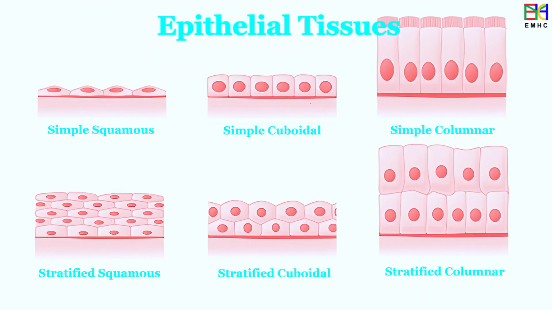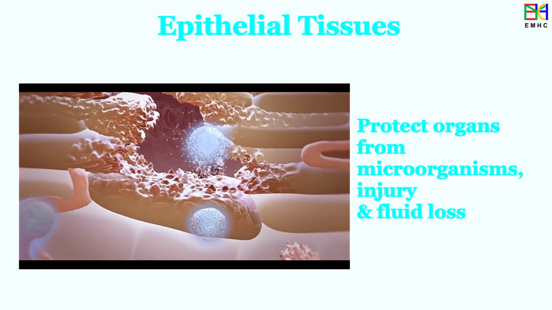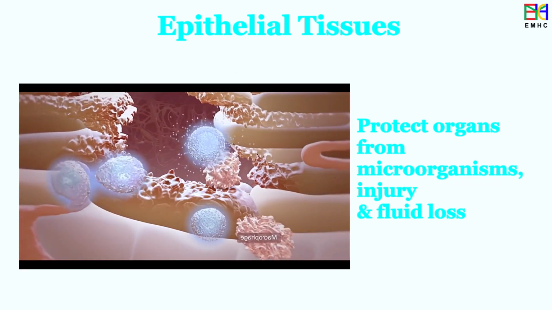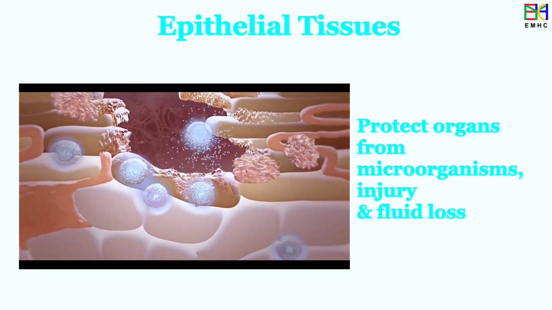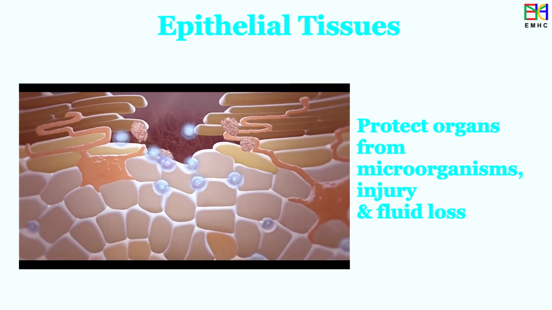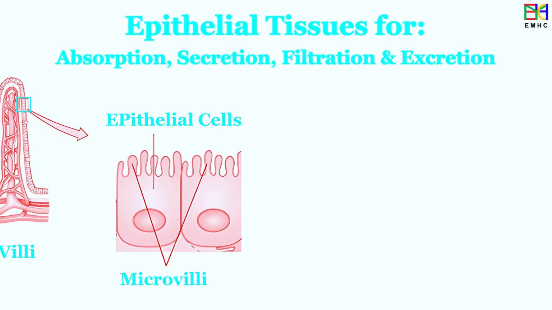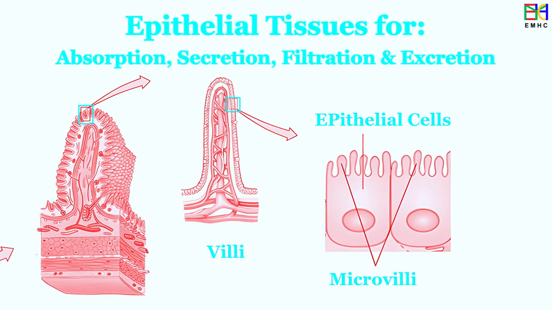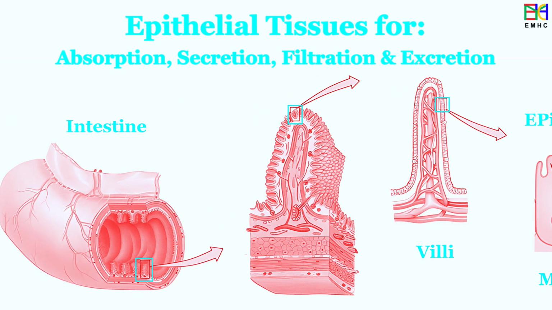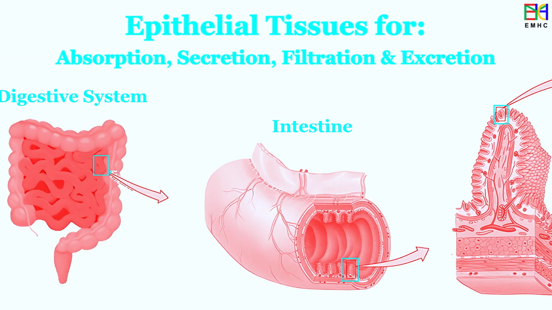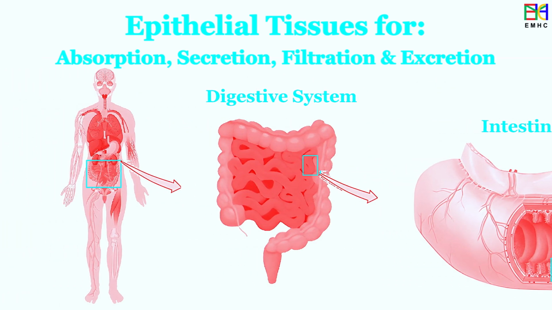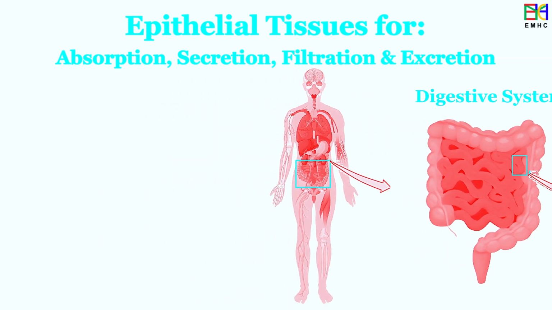In summary, epithelial tissues are essential components of the human body and have diverse structures that range from simple to stratified and specialized forms. These tissues serve as a protective barrier between the external environment and the human organs they cover to protect organs from microorganisms, injury, and fluid loss. Additionally, epithelial tissues are essential for nutrient absorption, substance secretion, filtration, and excretion, contributing significantly to the body's overall health and homeostasis.